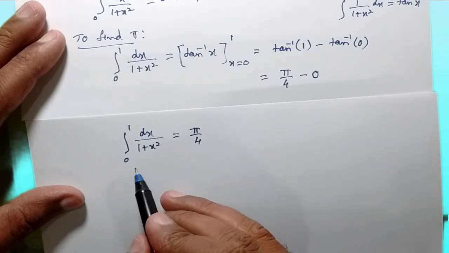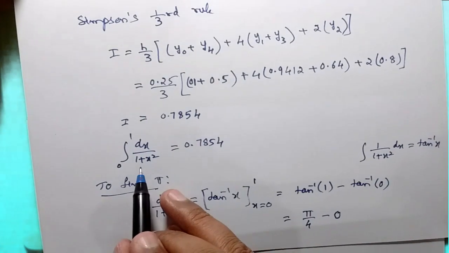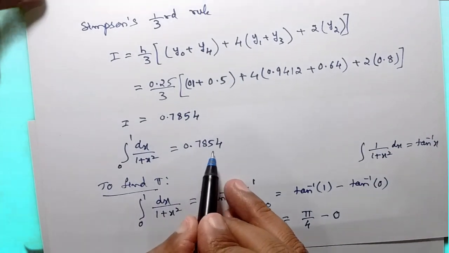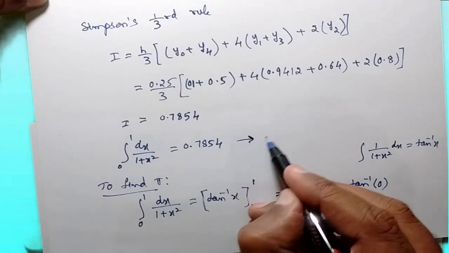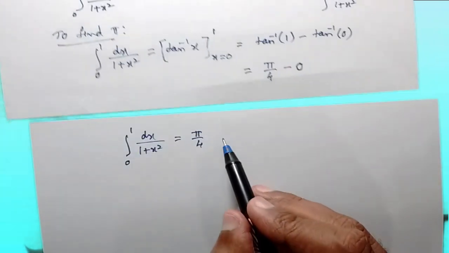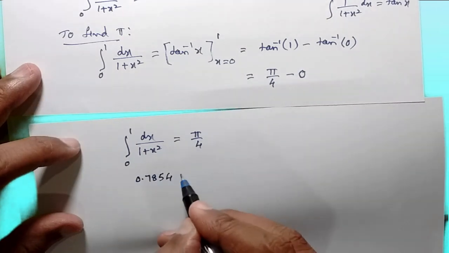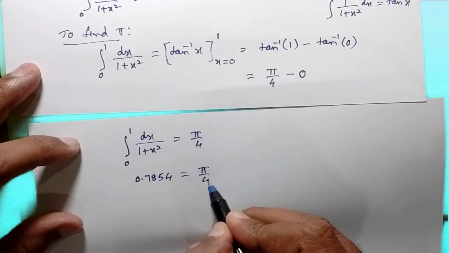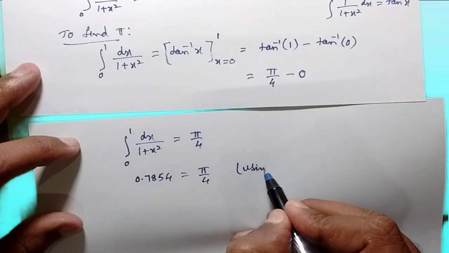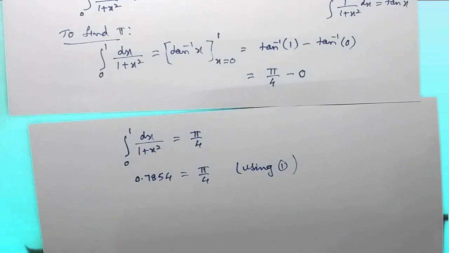Right? But what is the value of this integral using Simpson's 1/3 rule? The value of the integral is 0.7854. So if you take this as equation number 1, using this result you can write the value 0.7854 equals pi by 4. So I am just using the equation number 1 result, and using this result I have obtained the value.